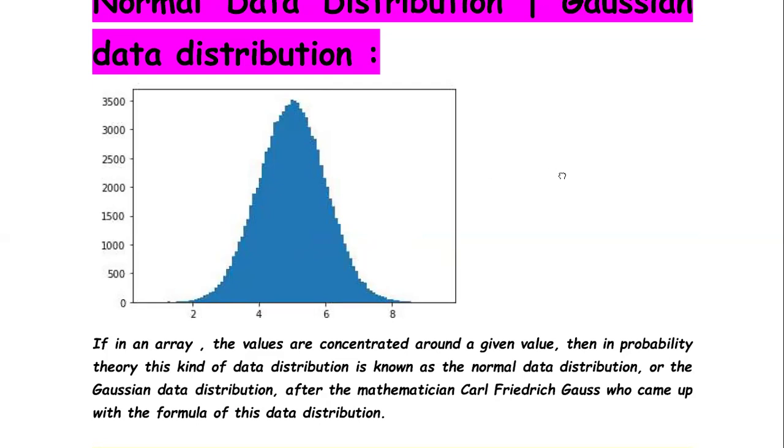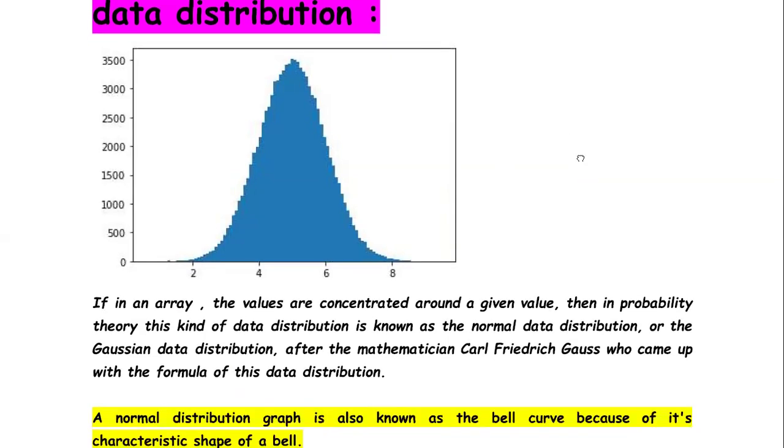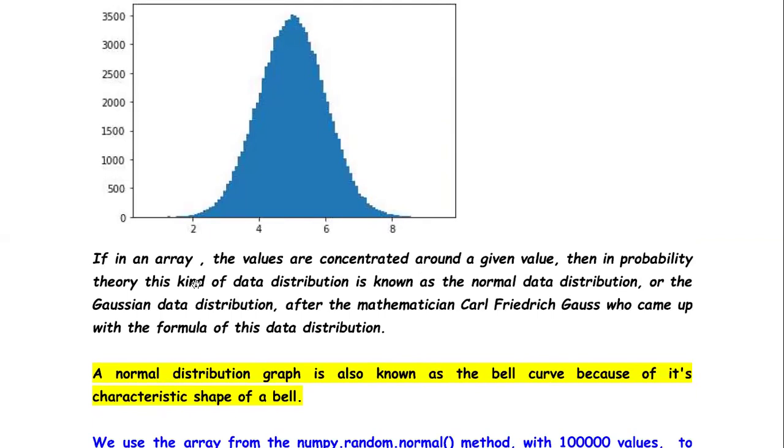So you can see that the values are concentrated with respect to the x-axis value 5. Such a type of data distribution, where all the values are mainly concentrated around one particular given value, is known as normal data distribution or Gaussian data distribution. Let me repeat this. If in an array the values are concentrated around a given value, then in probability theory this kind of distribution is known as the normal or Gaussian distribution, after the mathematician Carl Friedrich Gauss, who came up with the formula of this data distribution.